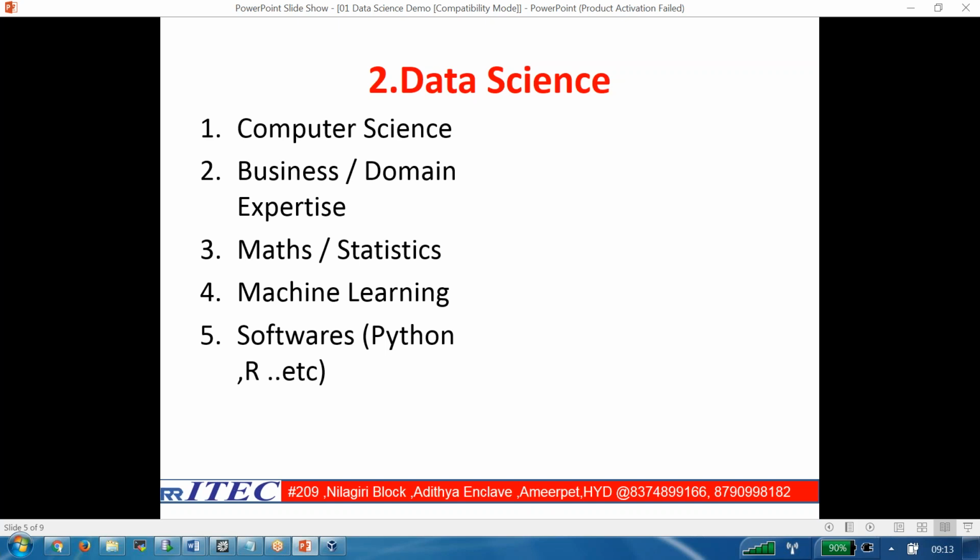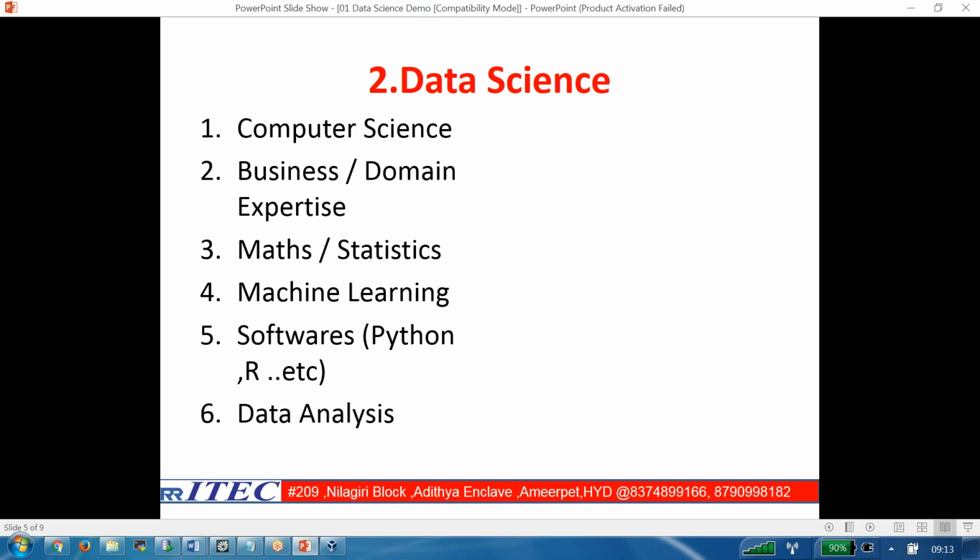Previously, you know what? In big data, there is a concept called MapReduce. They used to use Java code over there. That is replaced with Python now. Wow, beautiful. So I want to say Python is everywhere.